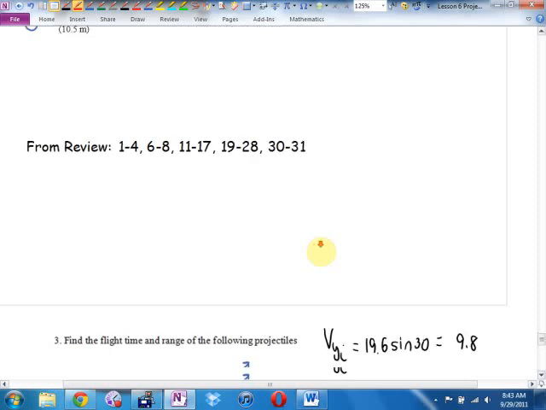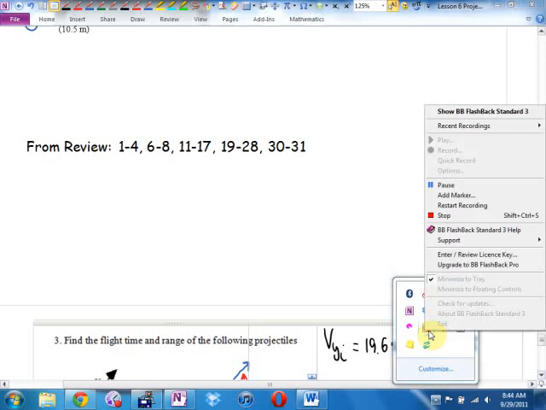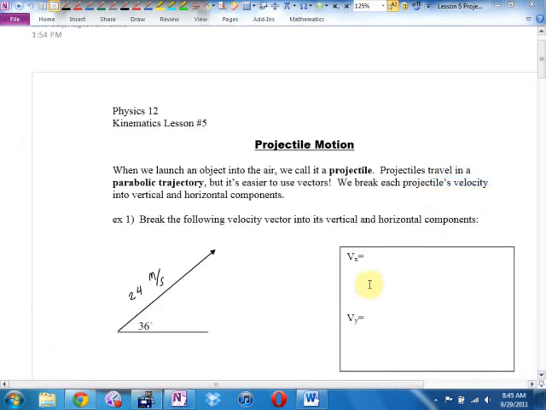Let me hit pause. So, projectile motion. By the way, where it says kinematics lesson 5, let's call it kinematics lesson 6. I'll have to resave these and change the titles next year. And some of this is review. We said when we launch an object into the air, we call it a projectile. Projectiles travel in a parabolic trajectory, but it's easier to use vectors.